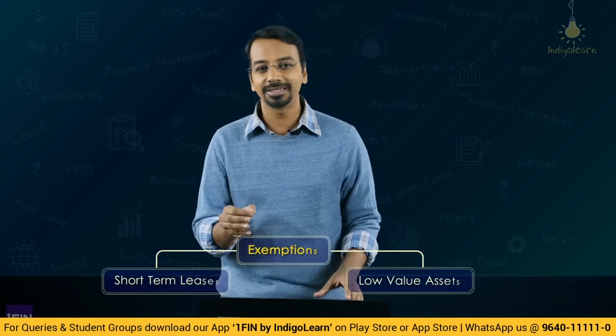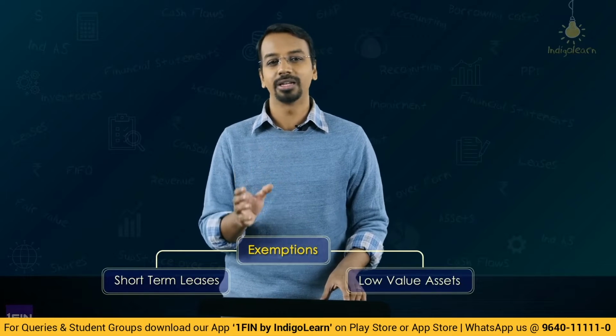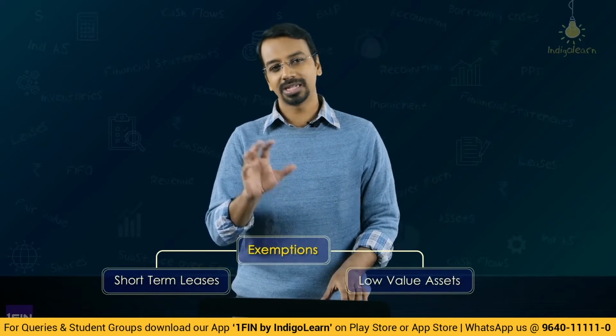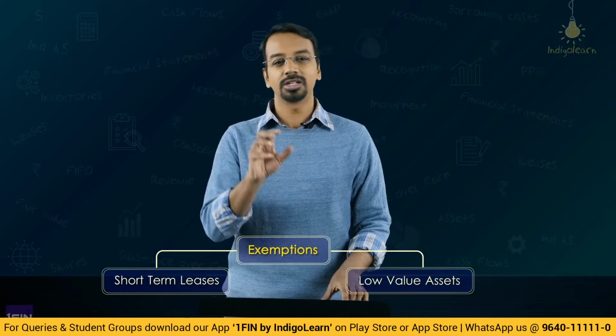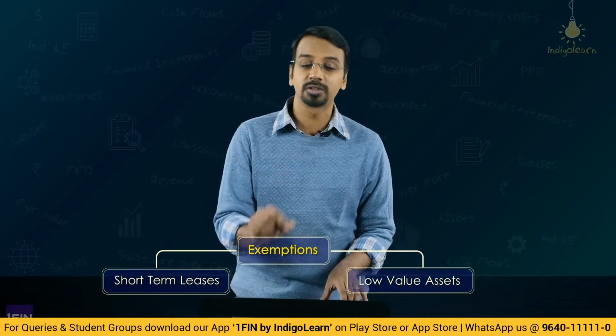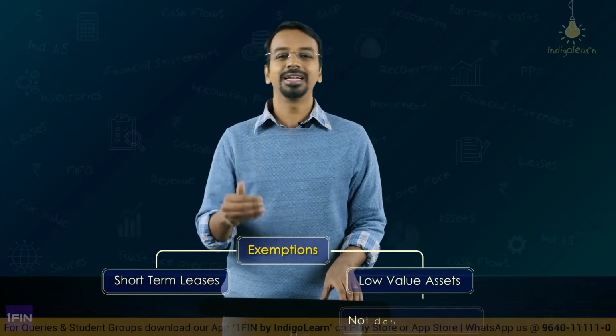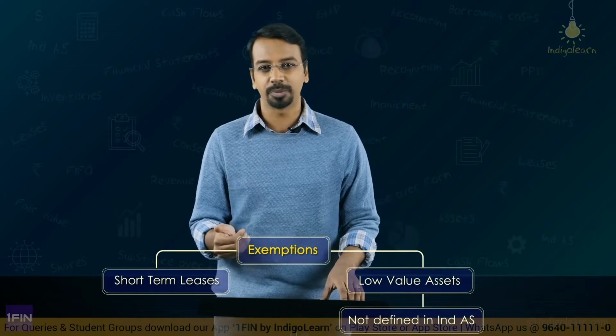The second exemption that is given to the lessee is for lease of underlying assets of low value. Now what is the meaning of this low value? The standard does not define what is the meaning of low value or what are the thresholds for determining low value. It is more left to management judgment.